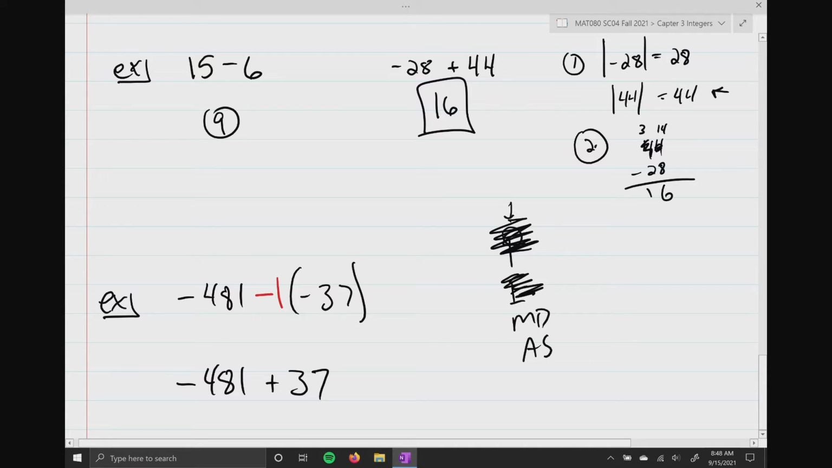That negative on the inside, in between the 481 and the 37, is kind of like a negative 1. And when you see two negatives back to back, what you're really doing is multiplying them together. So that's why you have to rewrite it as a positive first, because multiplication and division come before addition and subtraction.